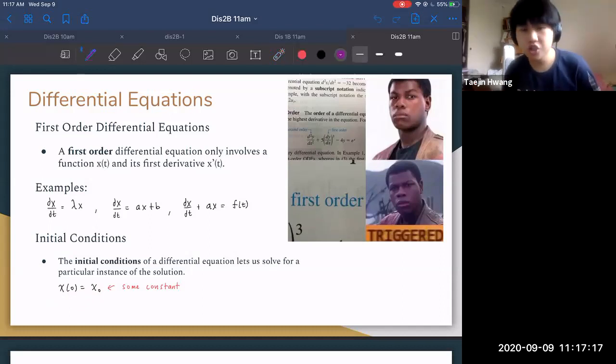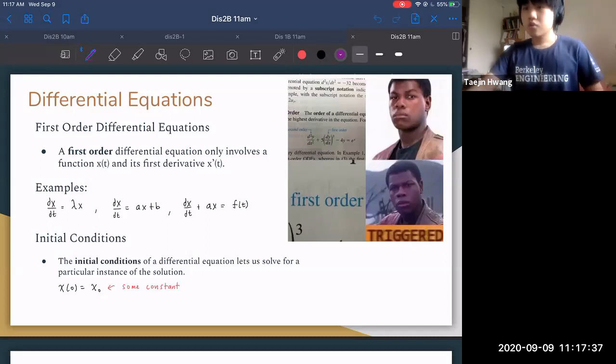And initial conditions are very important because they essentially let us solve our differential equations. And we'll see in the next couple of slides how initial conditions play a role. So any questions about first order differential equations and initial conditions? All right, moving on.